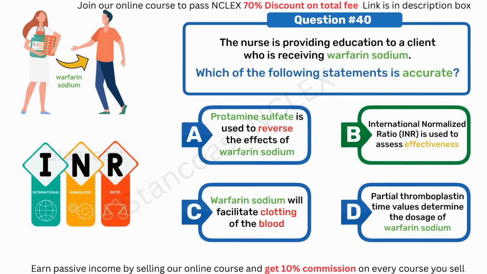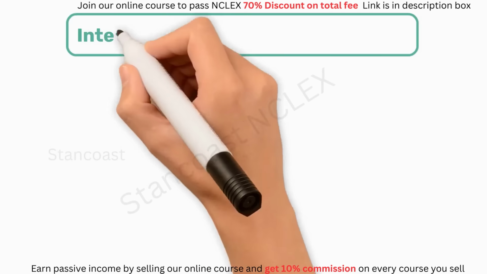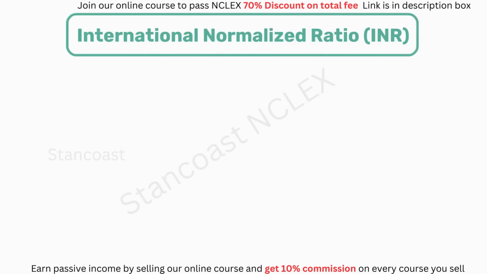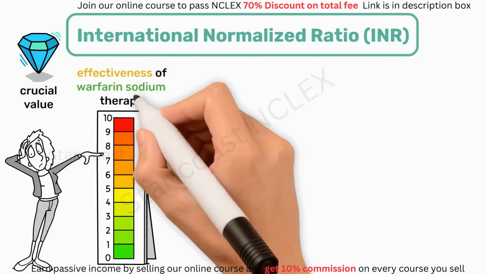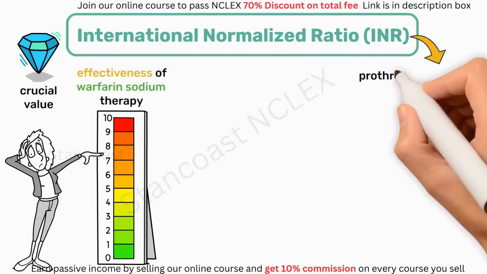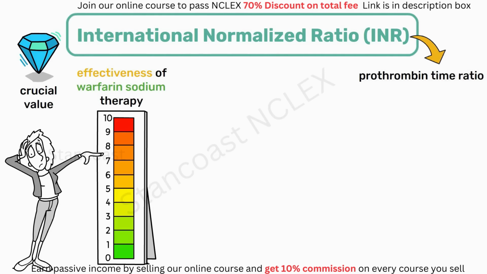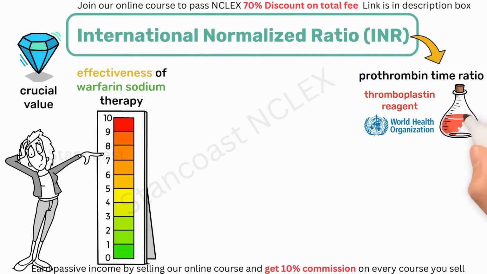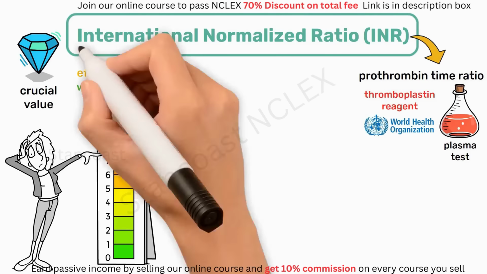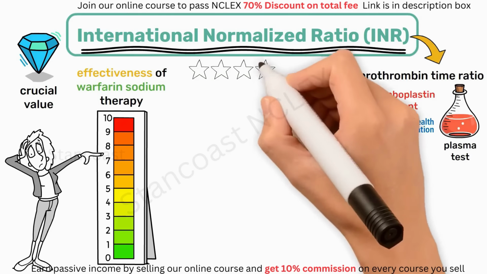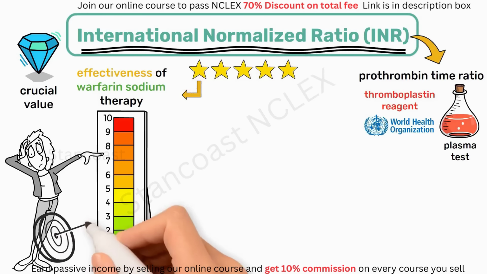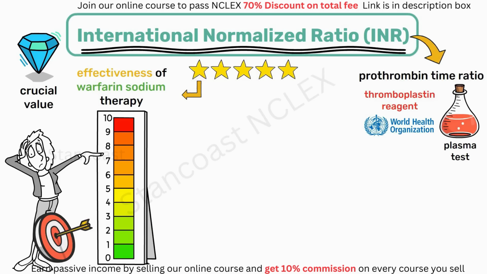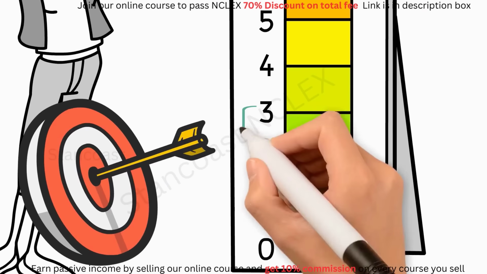Option B is correct here, because International Normalized Ratio, INR, is a crucial value used to assess the effectiveness of warfarin sodium therapy. It represents the prothrombin time ratio that would be obtained if the thromboplastin reagent from the World Health Organization were used for the plasma test. Nowadays, INR is the recommended method for monitoring the effectiveness of warfarin sodium. Typically, the target INR range for clients receiving warfarin sodium therapy is between 2 and 3.